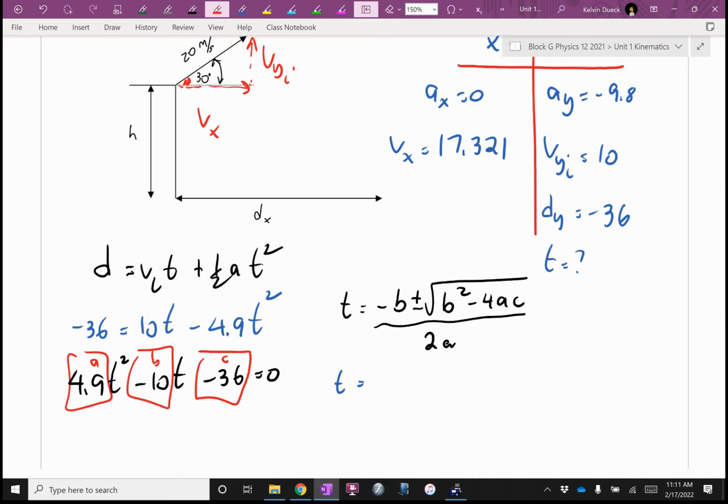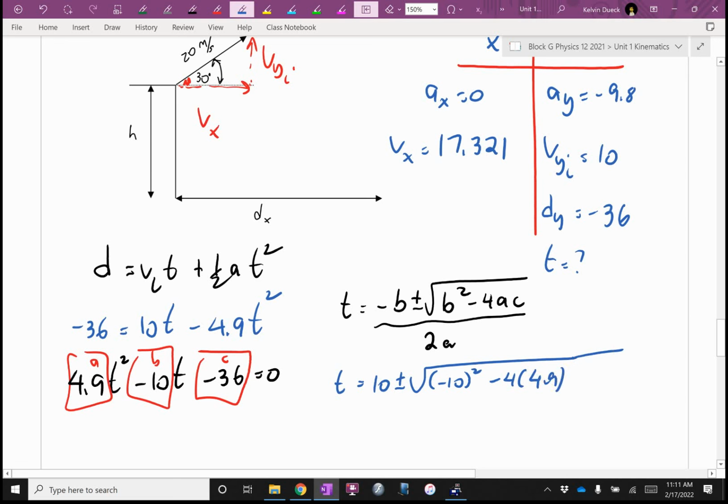That's fine. Oh, sorry. Plus or minus the square root of negative 10 squared. I'm going to write the negative 10 squared, but because I know the negative is going to vanish when I square it, on my calculator, I'm not going to bother typing the negative because it gets in the way. Minus 4 times A, 4.9, times C, negative 36, all over 9.8.